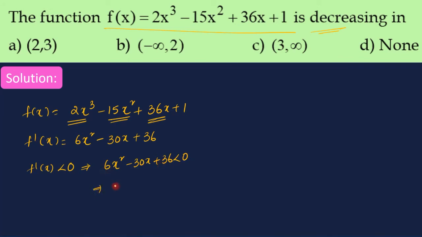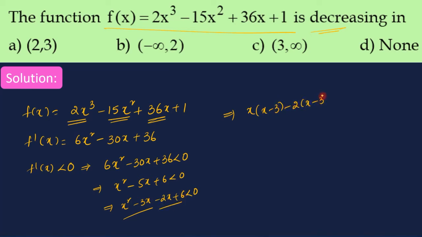This implies dividing with 6, we get x square minus 5x plus 6 is less than 0. This implies here finding the factors, x square minus 3x minus 2x plus 6 is less than 0. That implies here taking x as common, x minus 3, here taking minus 2 as common, minus 2 into x minus 3 is less than 0. This implies x minus 2 into x minus 3 is less than 0. That is, x lies between 2 to 3. Therefore, the function is decreasing at the interval 2, 3. Therefore, the answer is option A.